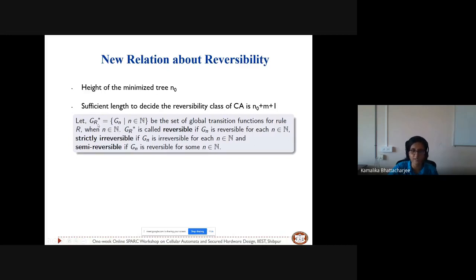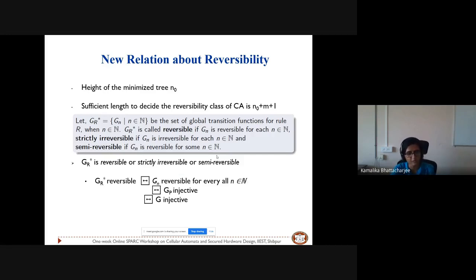Now we call G_R star reversible if each of the G_n is reversible, that is, G_n is reversible for each n. It will be strictly irreversible if G_n is irreversible for each n, and we call it semi-reversible if G_n is irreversible for only some n's. So G_R star is either reversible, strictly irreversible, or semi-reversible.